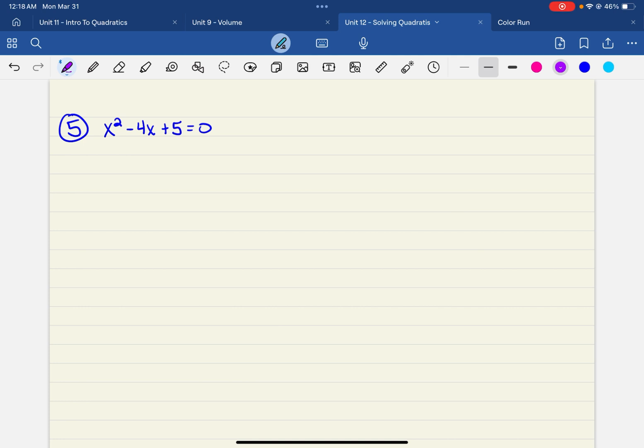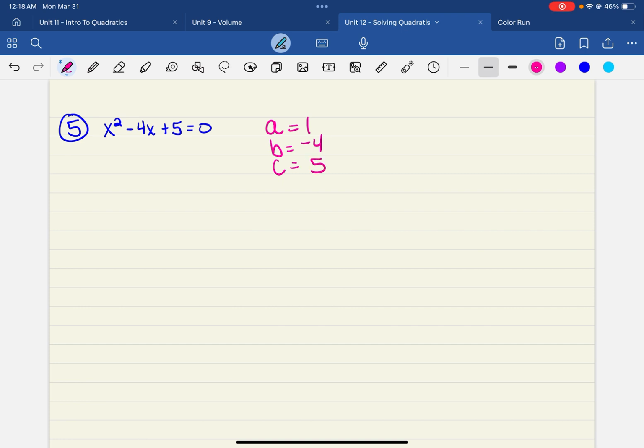All right, this example. This one's going to give us a little bit of a different answer. You're welcome to go ahead and try to work it out as far as you can go, but we can also do this one together. Again, we're identifying A is equal to 1. My B value is -4. My C value is equal to 5.